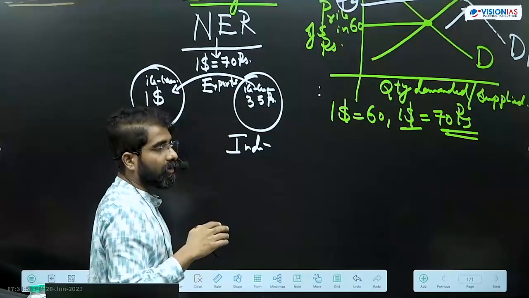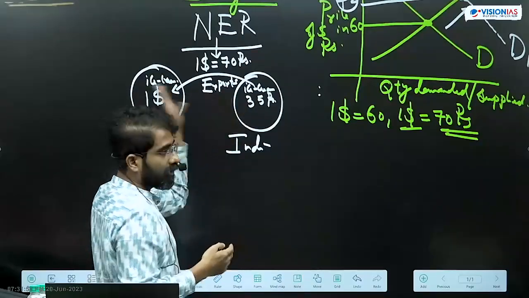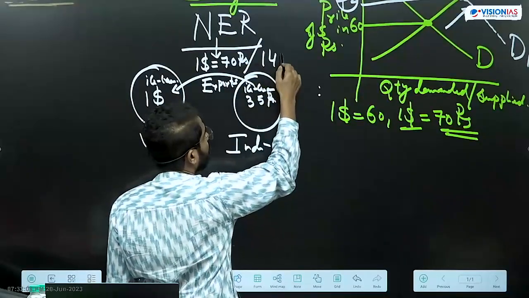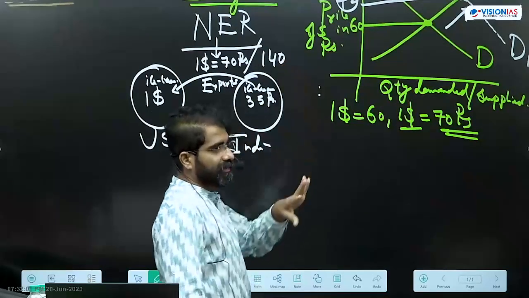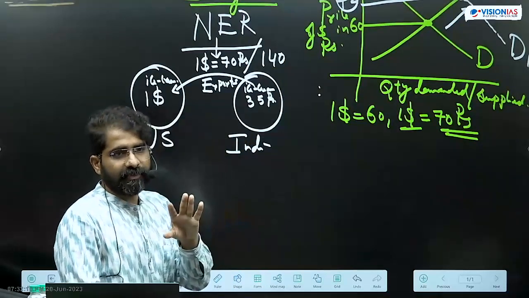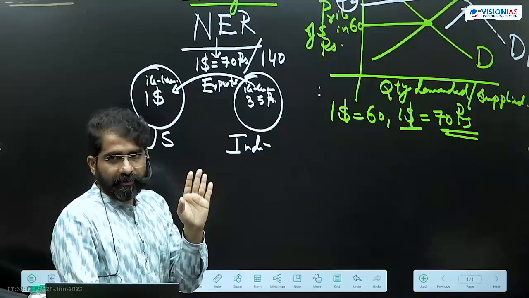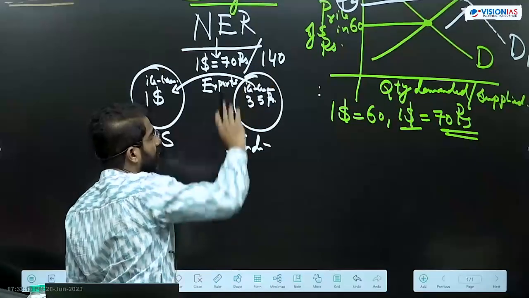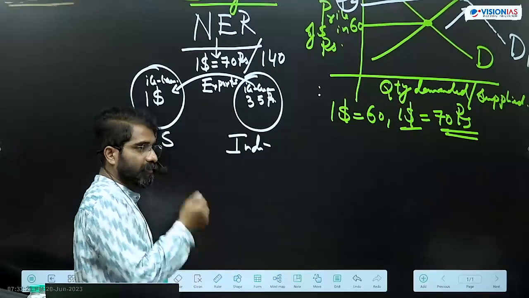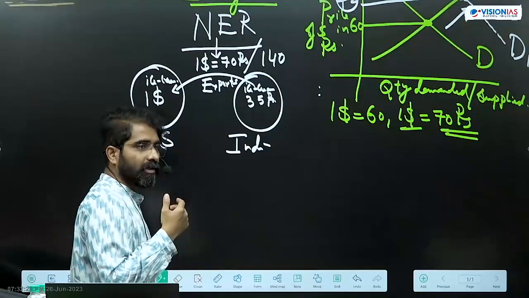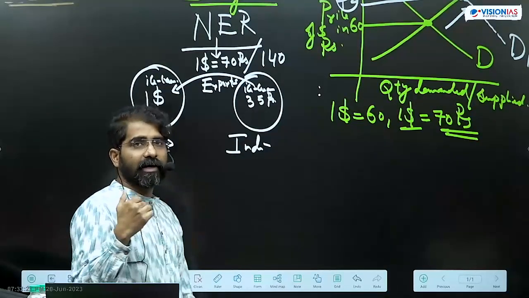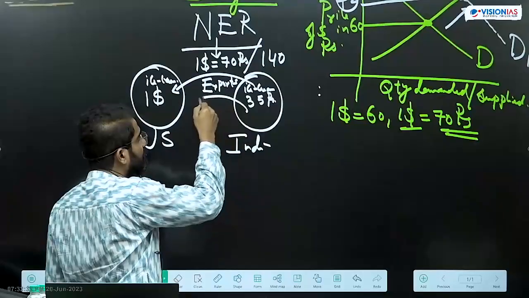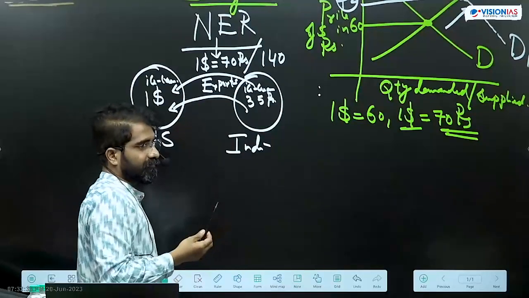Is that okay? Now suppose the ice cream costs the same, $1 here and 35 rupees there, but the nominal exchange rate has become 140. That means the rupee value has depreciated. $1 was 70, now the nominal exchange rate became 140. Will it boost India's ice cream exports or reduce them? It will boost India's ice cream exports. India will become more competitive, because now with $1, the US will be able to get 4 ice creams from India.